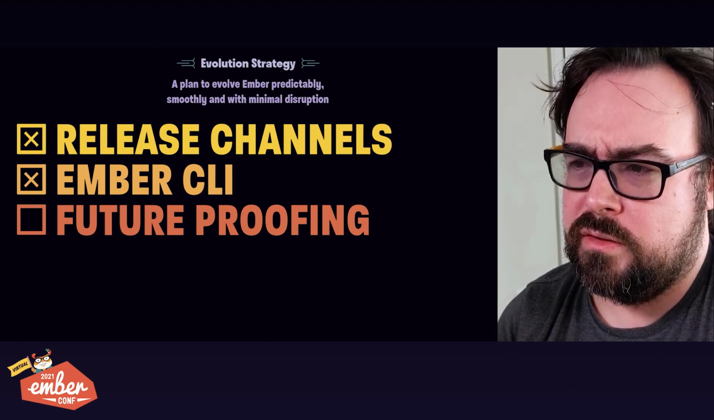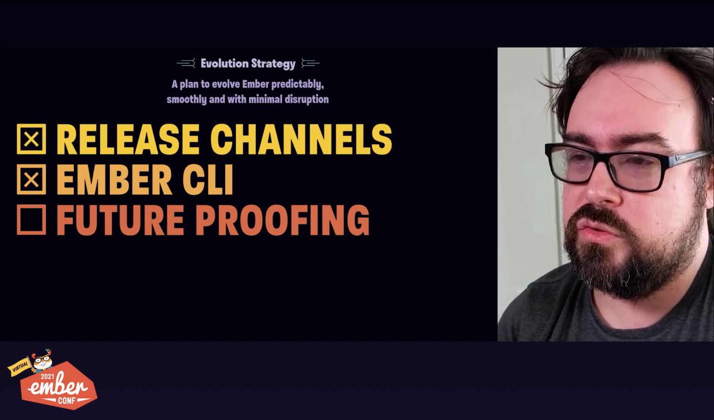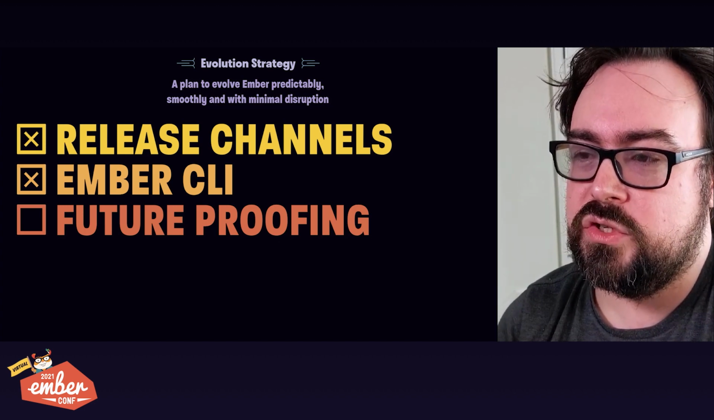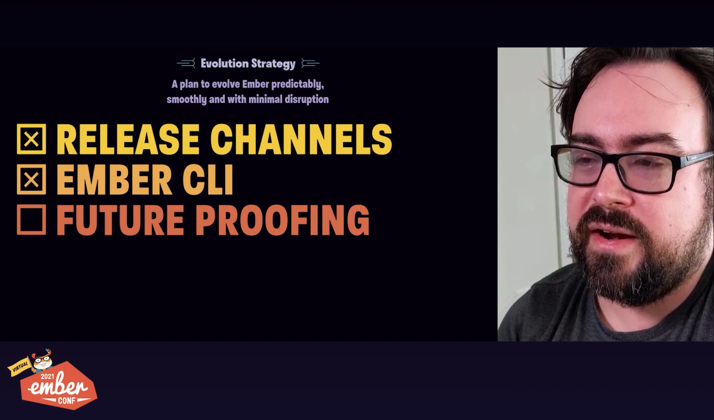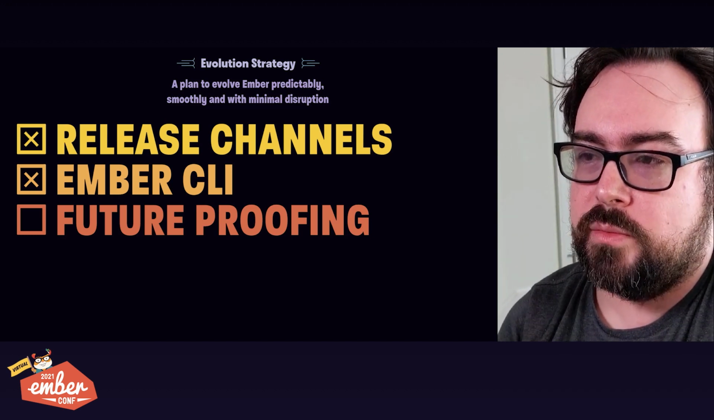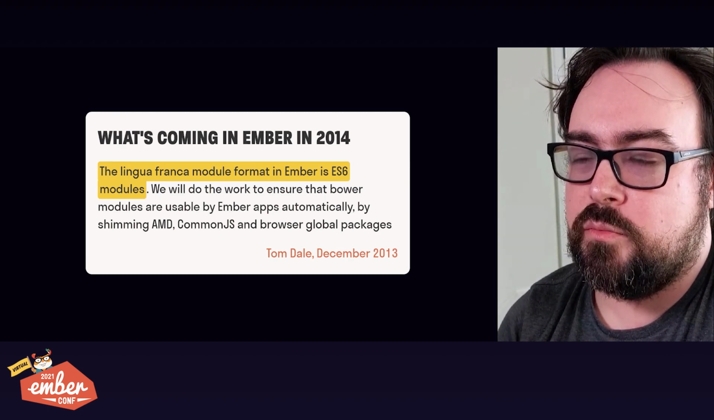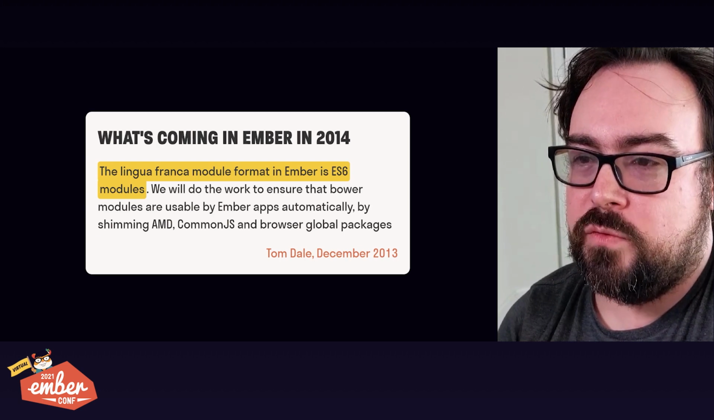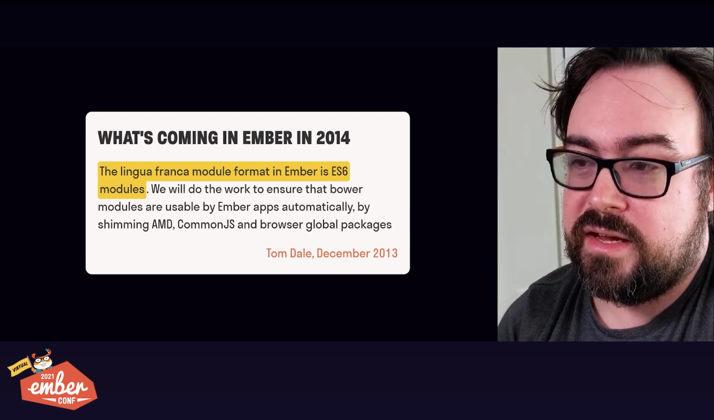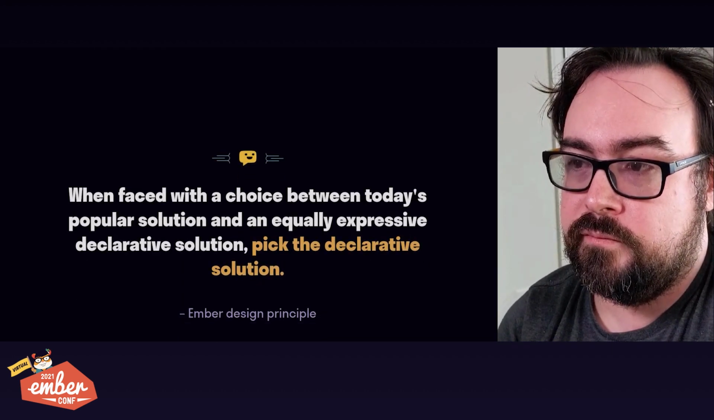But what about future-proofing? We want a solution to our problem that doesn't just recreate the same issue a year later. I don't mean that the solution is going to work forever, but rather that we've put some thought into the solution and that it has some properties that minimize future disruption. This part of the Ember 2014 blog post is a really good summary of why this worked out. The highlighted sentence, the lingua franca module format in Ember is ES6 modules, is still true today. But the second one is barely recognizable. It's a fossil from a bygone era.